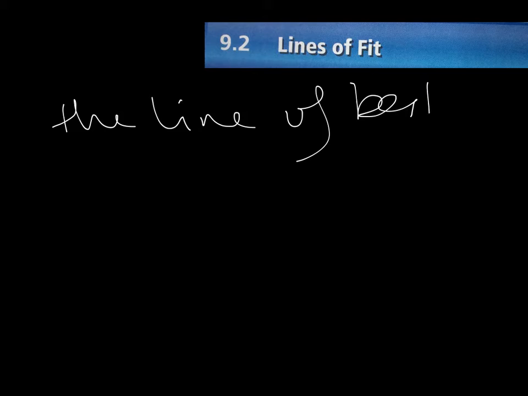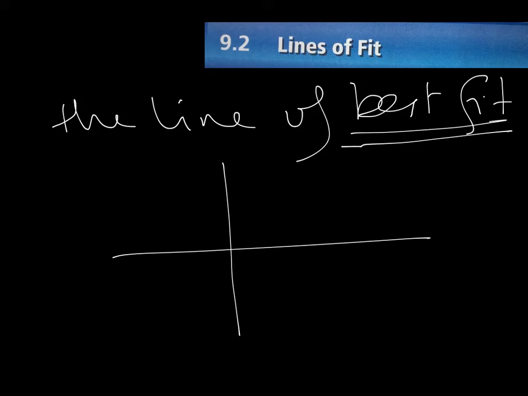So in 9.2, we're going to look at lines of fit, specifically the line of best fit in a given set of data. So the line of best fit. Okay, so we want to think about that. If we have a set of data and we have a bunch of points like this, is the line of best fit going to be something like that?